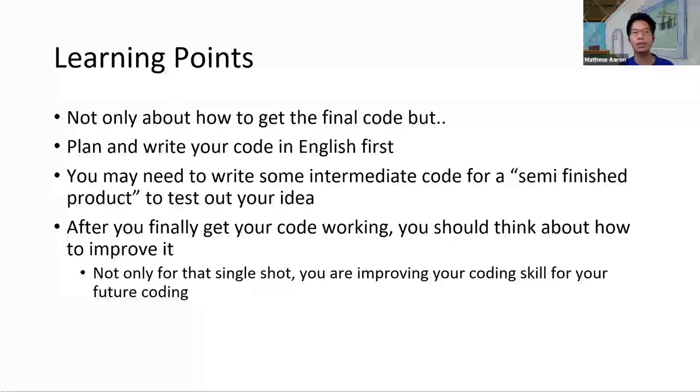Now, the learning points for today are not only about how you get the final code, but you also need to be able to plan and write your code in English first. You may need to write some intermediate code for a semi-finished product to test out your idea. After you finally get your code working, you should think about how to improve it. Not only for that single shot, but you are improving your coding skill for your future coding. I know I'm reading from the slides, but it's so true.